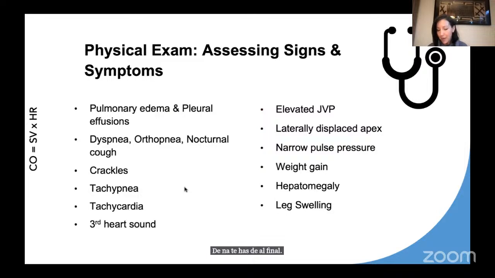Dr. Emerson, would you mind reviewing some of the signs and symptoms on physical exam that we can see to help us identify cardiogenic shock early?